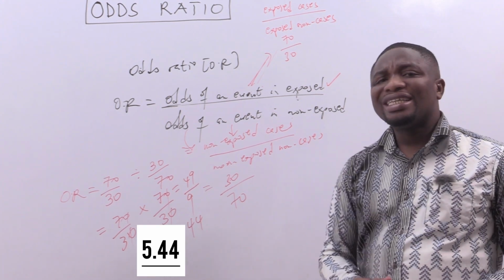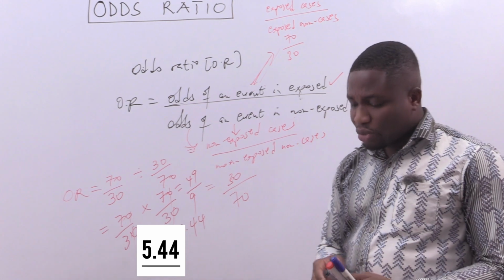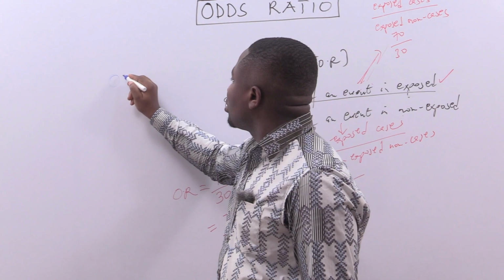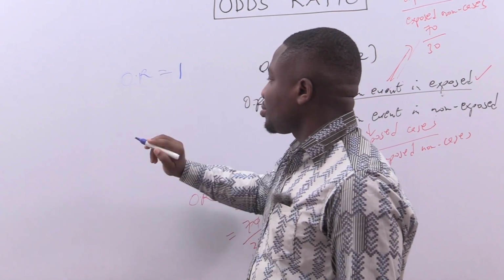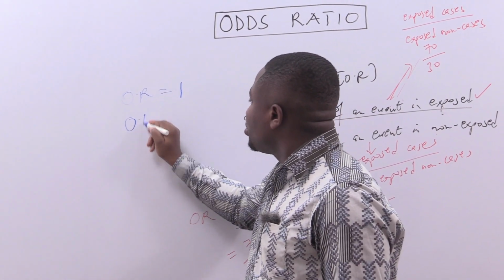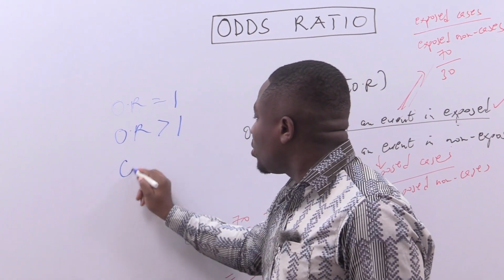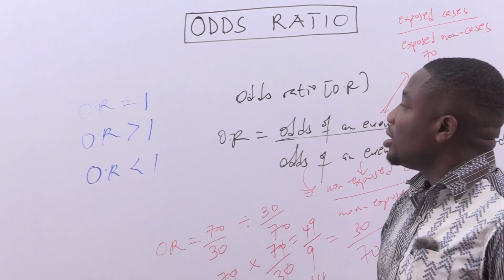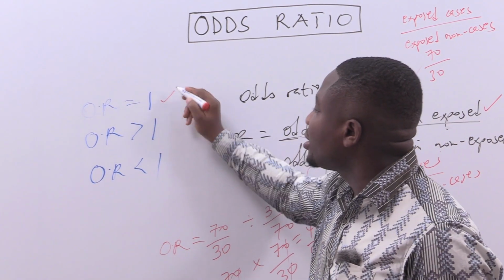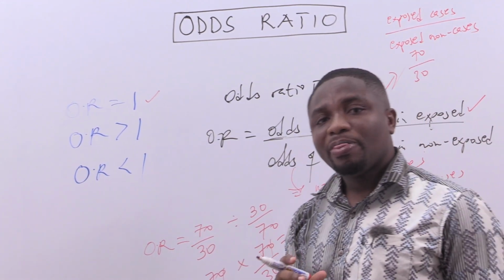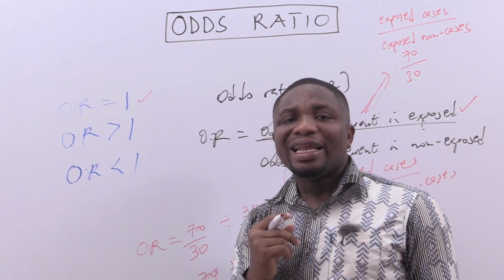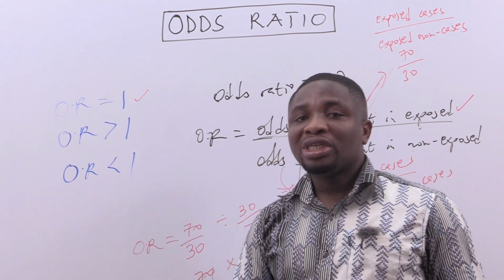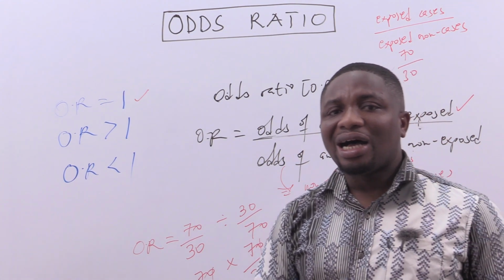Now let's move ahead and look at the interpretation of odds ratio. The odds ratio can either be equal to 1, it could be greater than 1, or it could also be less than 1. So let's take the first one, which is odds ratio equal to 1. Odds ratio equal to 1 simply can be interpreted as the exposure not having any effect on the outcome, meaning exposure does not have an effect on the outcome.